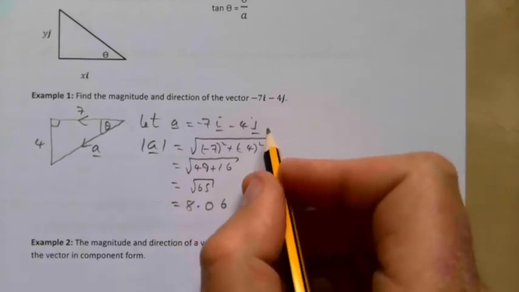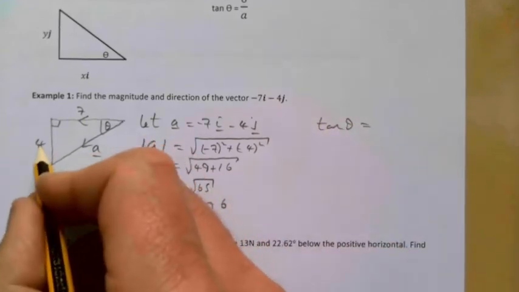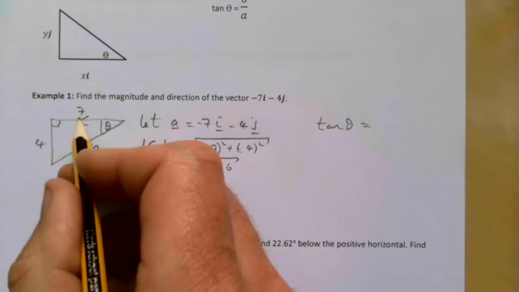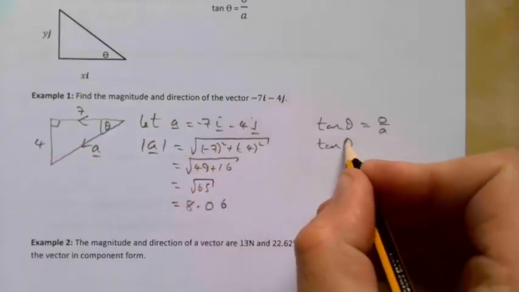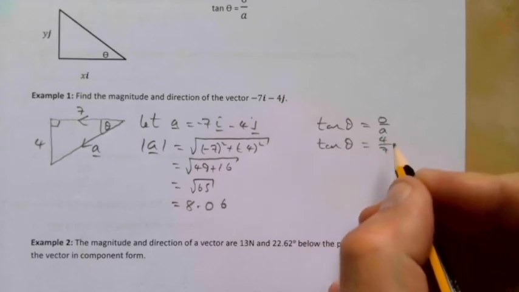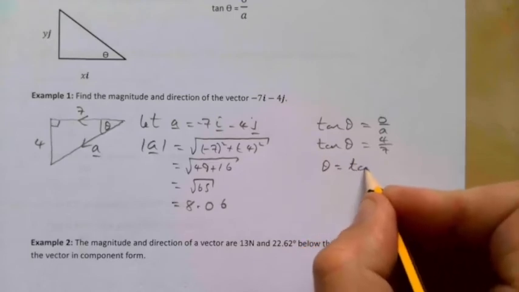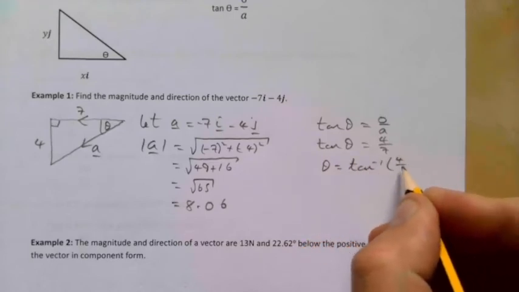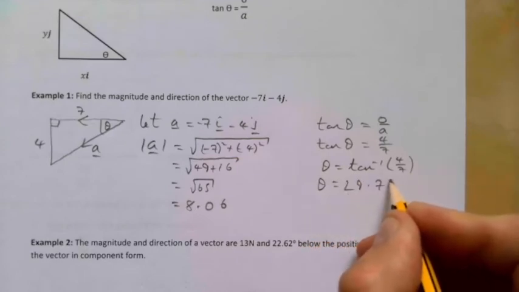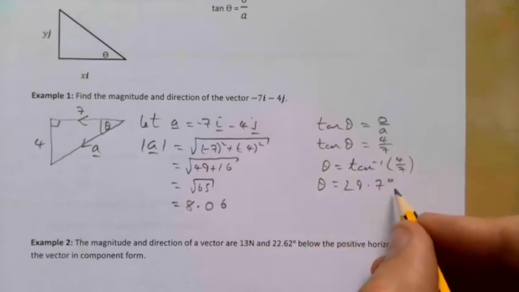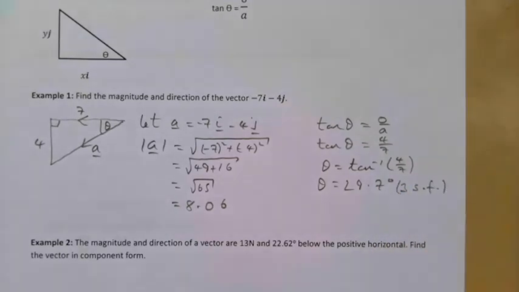To work out our direction, that would be our opposite, that would be our adjacent. So opposite over adjacent, tan theta is 4 over 7. Put it into your calculator. Theta is tan to the minus 1 of 4 over 7, and theta is 29.7 degrees. Again, I've given that to three significant figures.